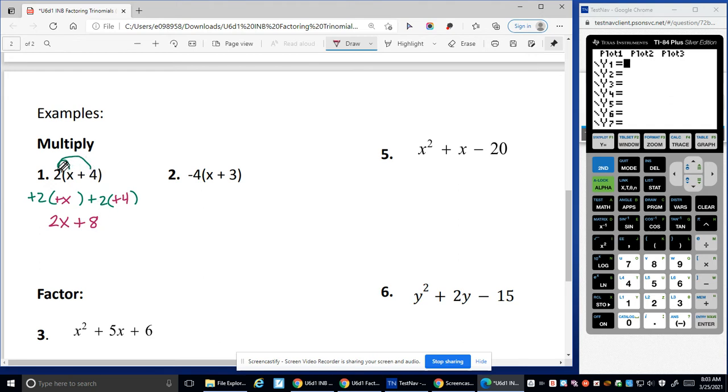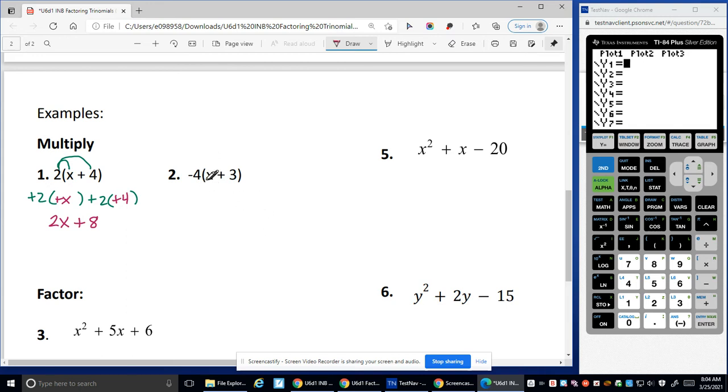So this was multiplying. We took 2 separate polynomials here. We had 2, and then we have the x plus 4, and then we kind of combined it to make something without any parentheses. Again, just a little refresher. And here would be a great place for you to pause, see if you remember how to do this still, and then come back and see if you got what I got.